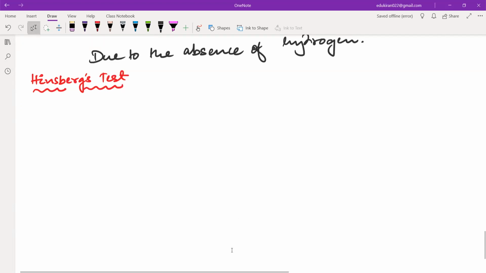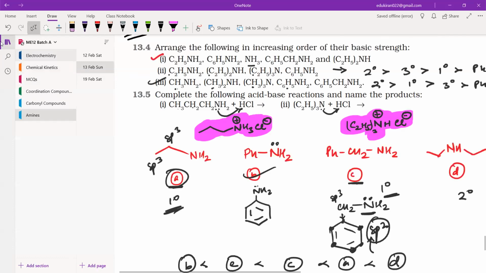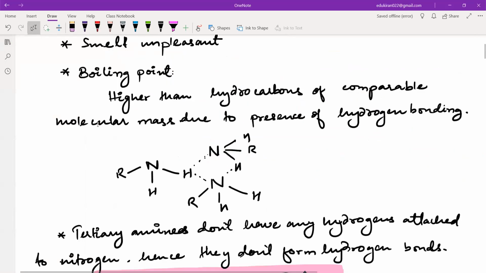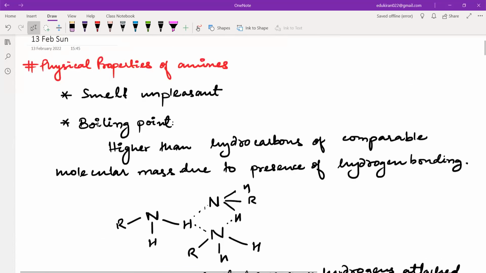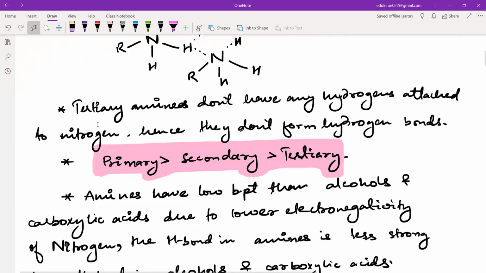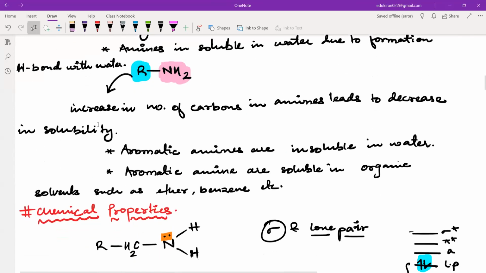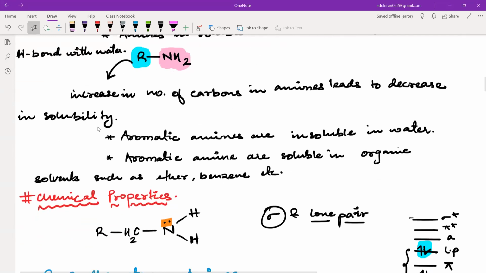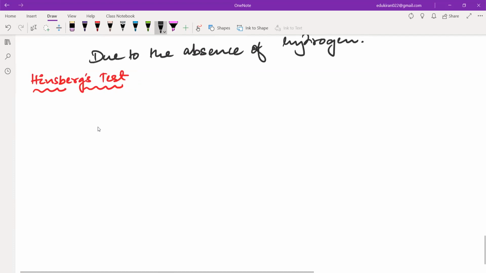Hinsberg's test. Let me just remind you guys from the physical properties. I think last class we did the physical properties. If I increase the number of carbon atoms in amines, it leads to a decrease in solubility. So in Hinsberg test, solubility is the criterion that is going to give you 1 degree, 2 degree, or 3 degree amines.